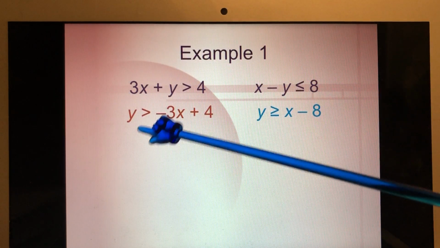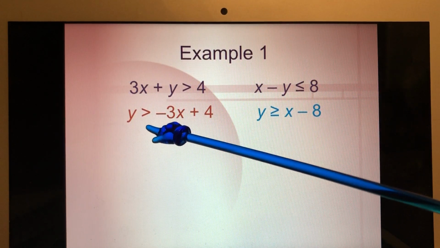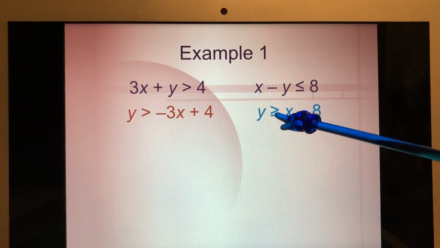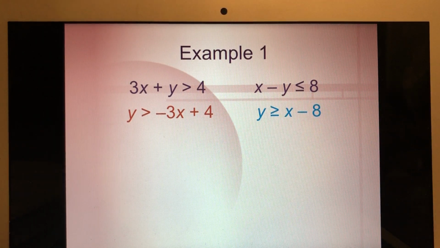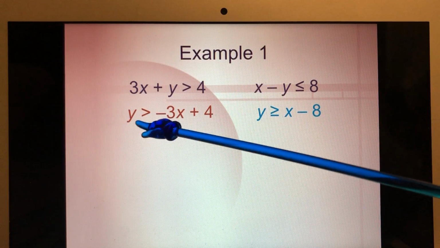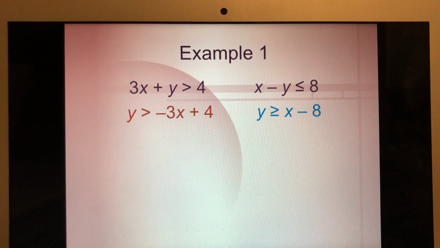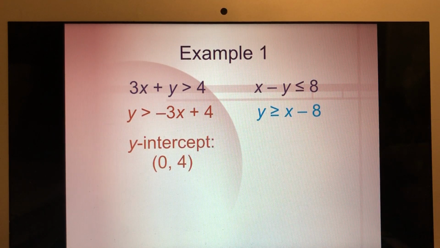So now I have both equations, and both equations show us that y is greater than the expression.